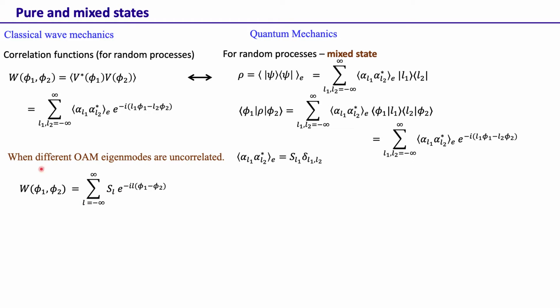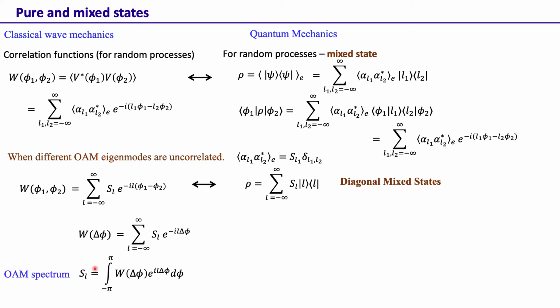So in this case, W phi 1 phi 2 is written as a single sum, and the rho that we have over here can be written as a sum of S_L times the LL outer product. So this is the diagonal mixed state. If you have this kind of correlation, the density matrix has only diagonal elements. The other concepts, the OM spectrum and its relation to this W, remain the same even within quantum mechanics. So again, the density matrix element and the correlation function in classical mechanics play very similar roles.